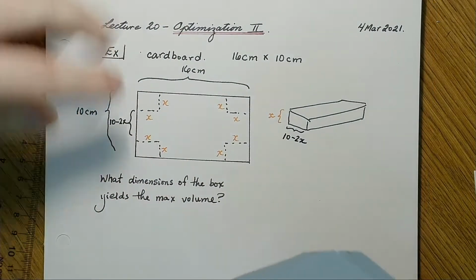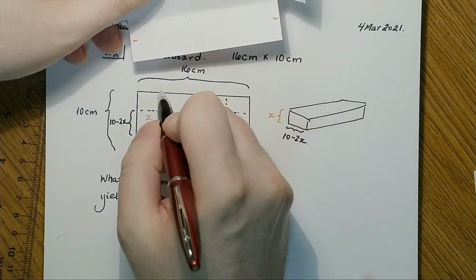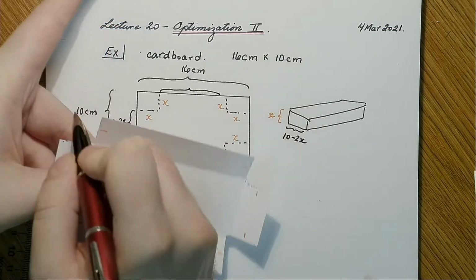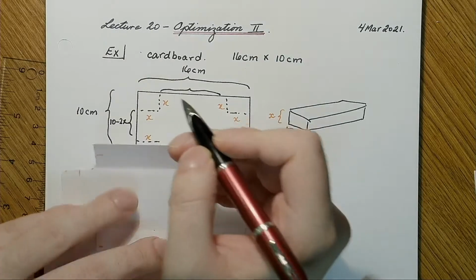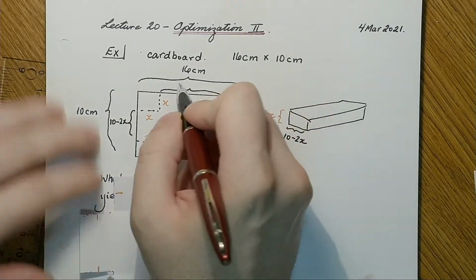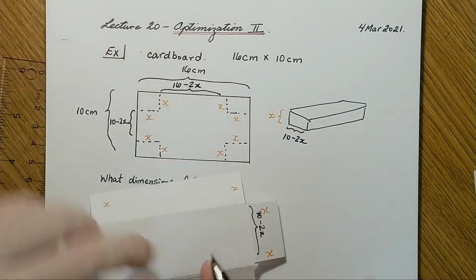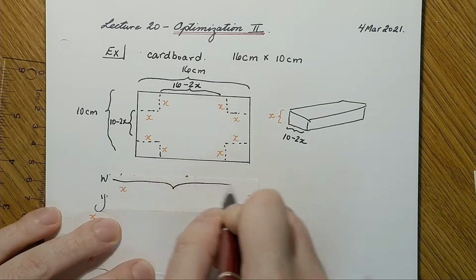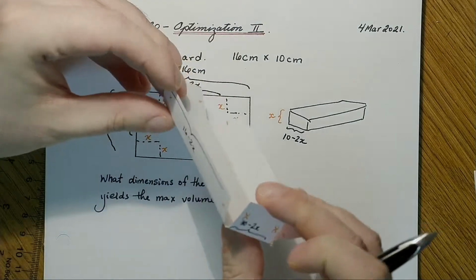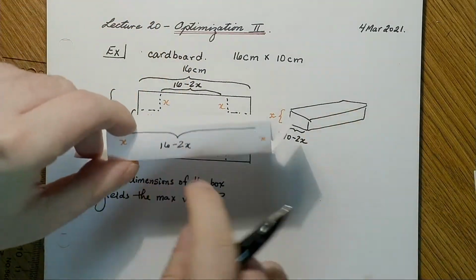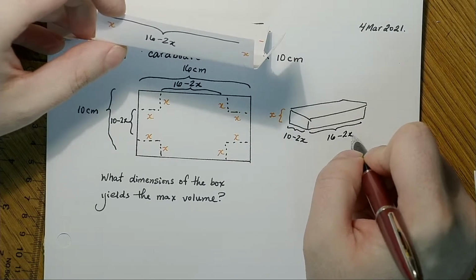And what's the next thing? Well, we got this one little part here too, this flappy bit, and same idea. This entire length here is going to be 16, but I'm going to subtract off the 2 x's. So that should give me this length right here. So that's 16 minus 2x. Same idea here. This length here is 16 minus 2x. And when I fold it up, I know what this long part is right here. So that's 16 minus 2x.